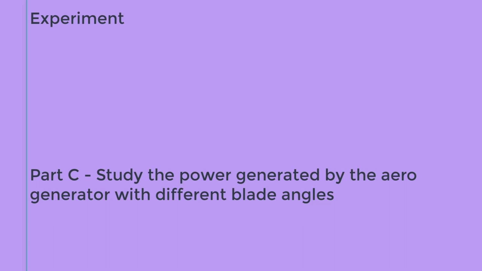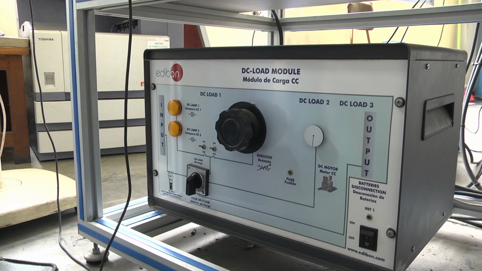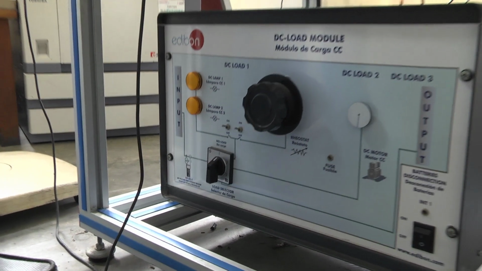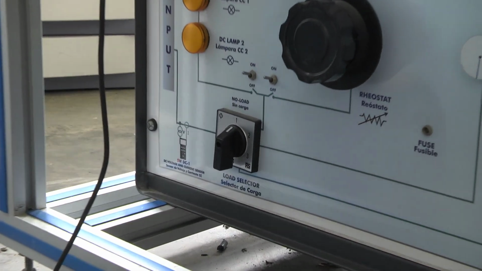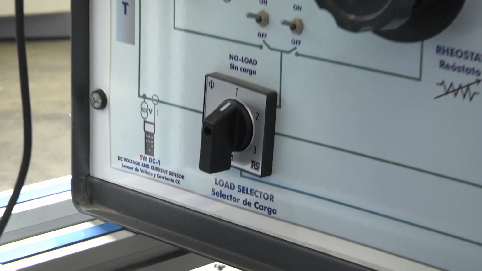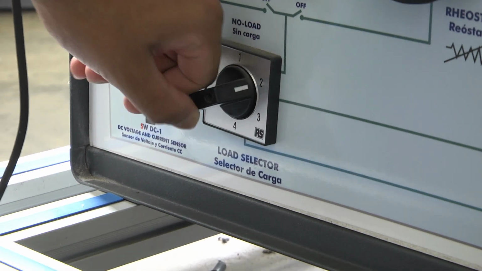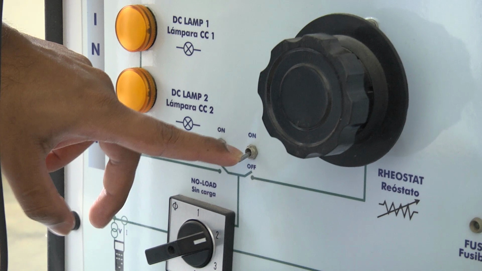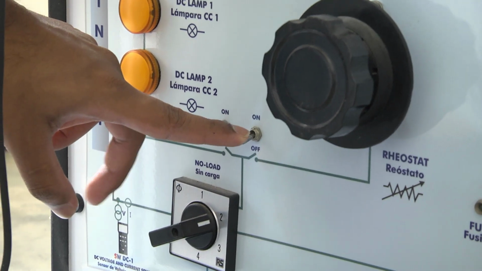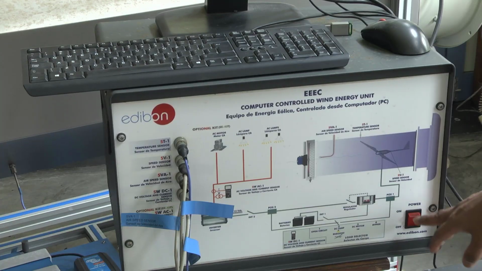Now let's move to Part C, study the power generated by the aerogenerator with different blade angles. Here, what we have to do is change the blade angle and see the power generated. Again, turn on the DC module and place the DC load selector in position 2. Position 2 means 2 DC lamps and rheostat. Disconnect the load rheostat which is connected in parallel with the lamps. This means lower the switch.